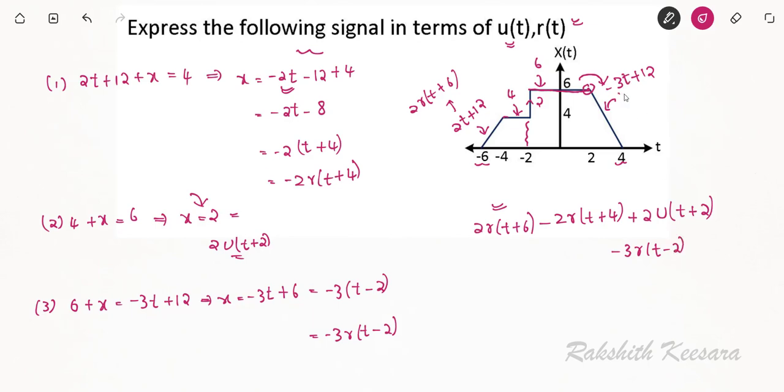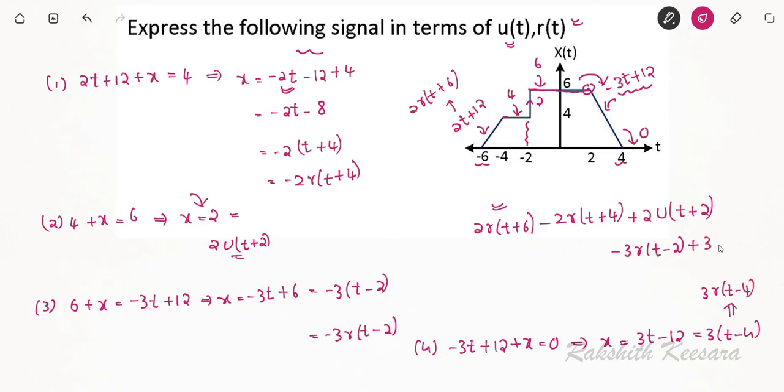Next, at the end, -3t plus 12 is being converted to 0. Final step: from this x will be 3t minus 12, otherwise 3 into t minus 4. So I can write plus 3 into r of t minus 4. This is all about waveform synthesis. In our next lecture, we will start with classification of signals.